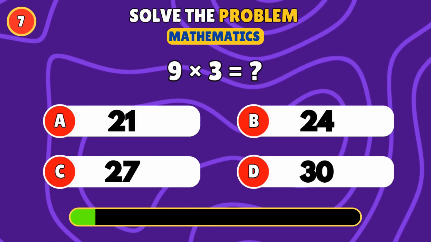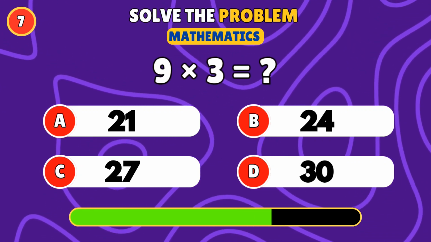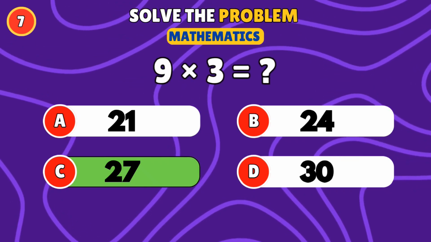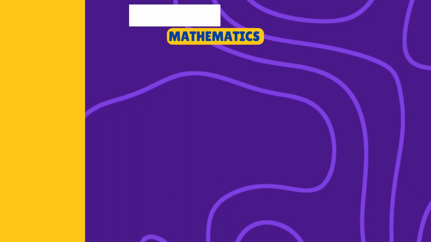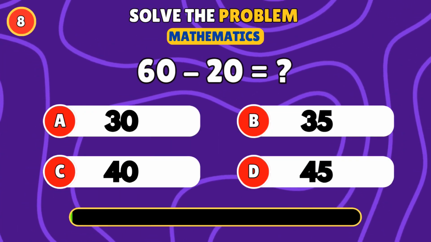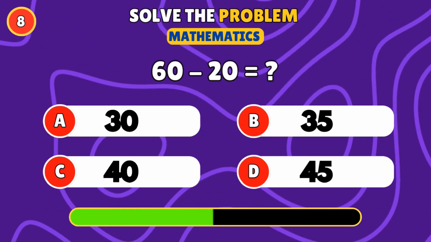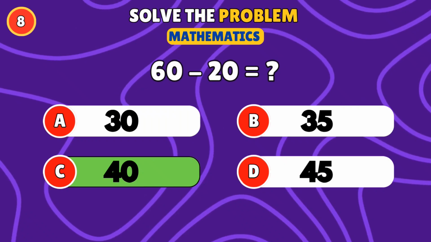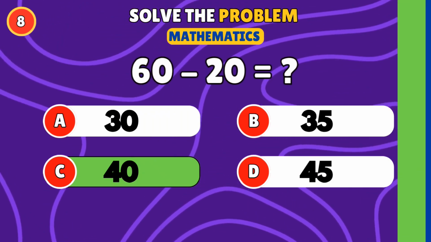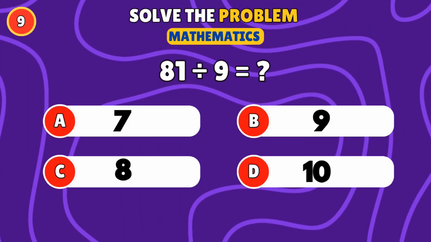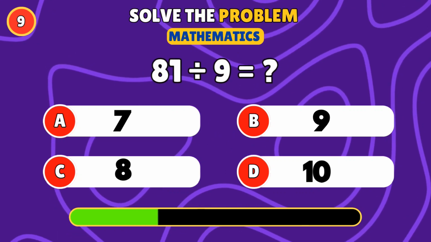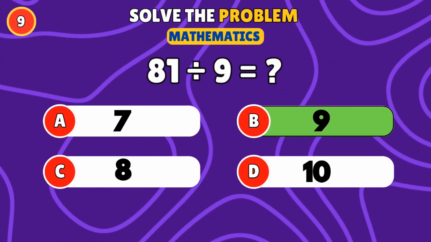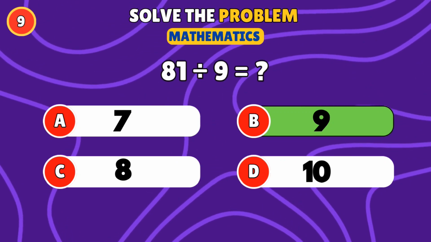Multiply and answer. Correct, 27. 60 minus 20. 40. 81 divided by 9. You are right, 9.